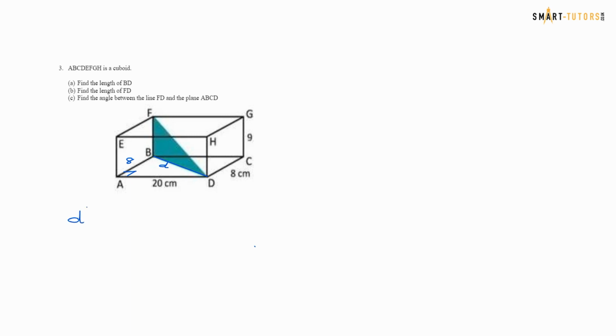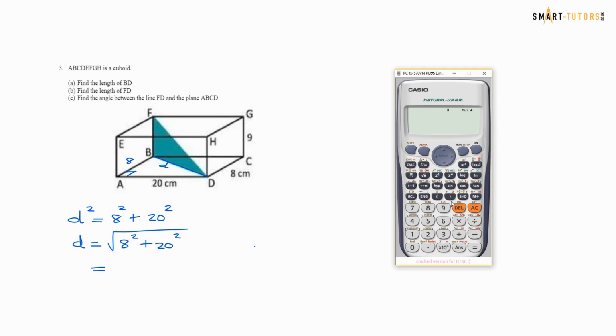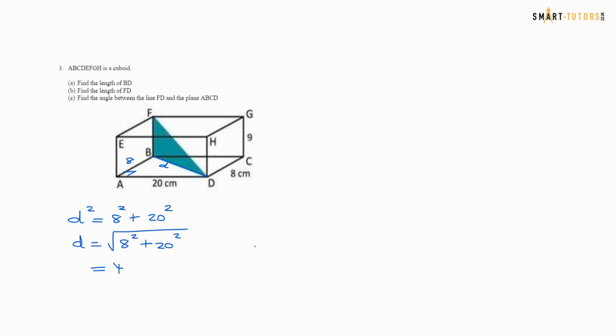So D squared equals 8 squared plus 20 squared, and D equals the square root of 8 squared plus 20 squared. Let's put that in the calculator and get some answer. Square root of 8 squared plus 20 squared. And the answer is 4 root 29. So 4 root 29. Right, now find the length of FD.